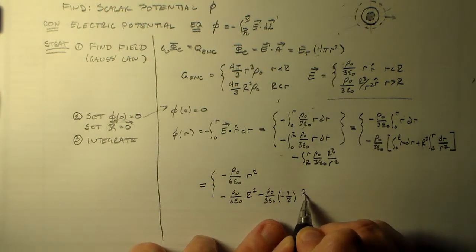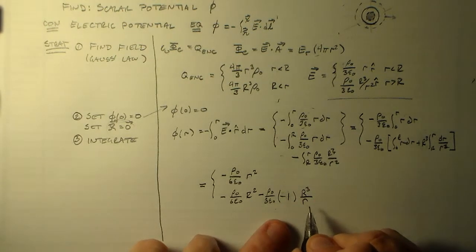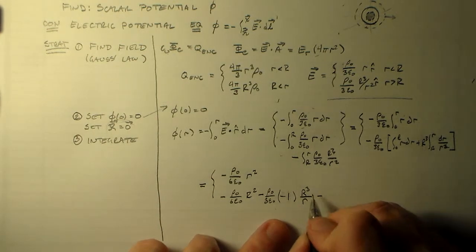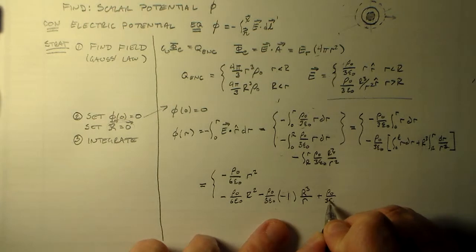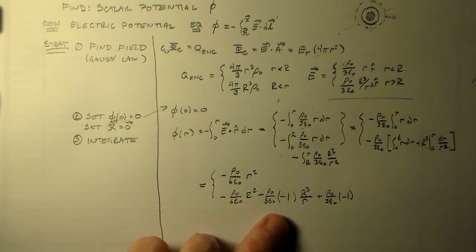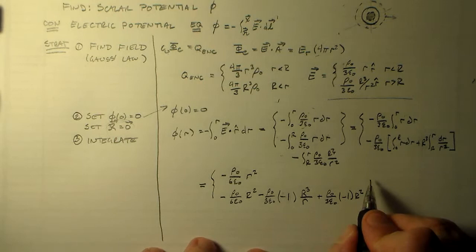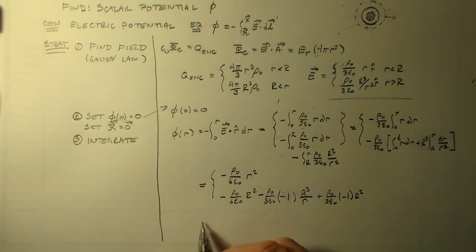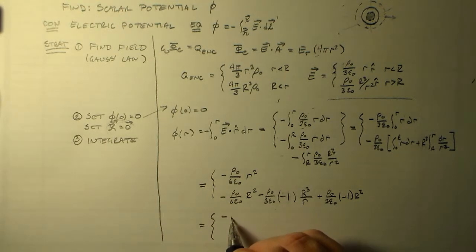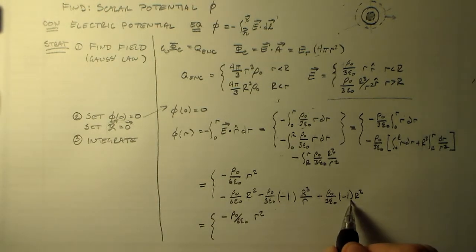big R cubed over r. No, that's just minus 1. What's wrong with that? Okay, so I've got big R cubed over r here, minus or plus rho naught over 3 epsilon naught times minus 1 r squared, right? So I think we're pretty much done, right? So we have minus rho naught over 6 epsilon naught r squared. We're okay with that guy. These two terms, they can cancel, or they can combine.